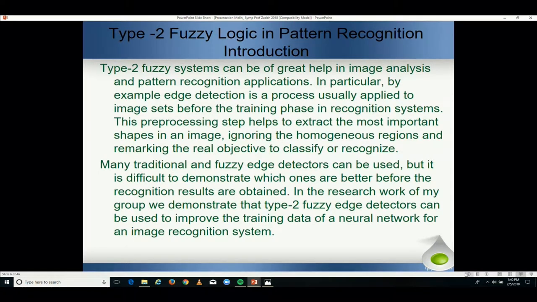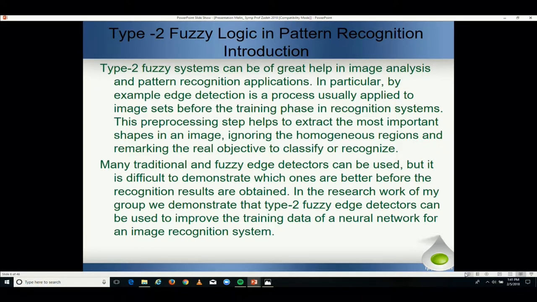Type 2 fuzzy systems can be a great help in image analysis and pattern recognition applications, in particular, for example, in edge detection. I apply edge detection in pattern recognition applications, usually extracting some information by detecting the edges of the image, and with this information we feed the recognition systems. This pre-processing step helps to extract the most important shapes in an image and ignore the homogeneous regions.